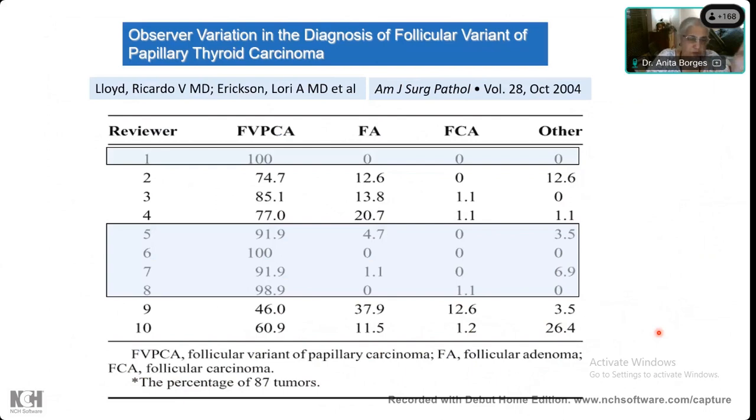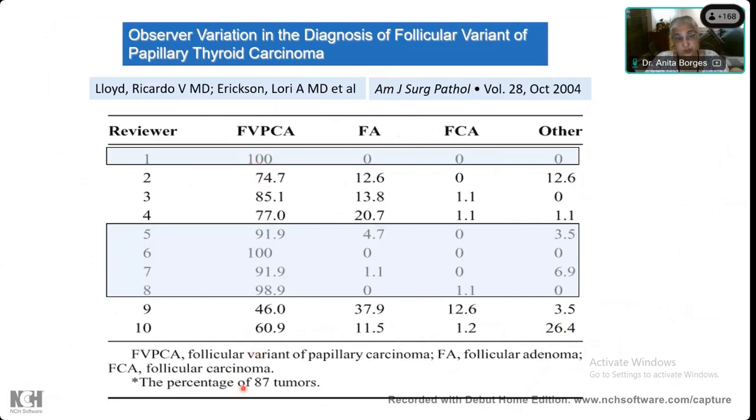Now, this problem was not just with the Chernobyl people. There were lots of issues with how you tell what is a definite papillary thyroid carcinoma nucleus. Okay, when will you call something a follicular adenoma? When will you call it encapsulated follicular papillary thyroid carcinoma, or sometimes give it some other name?